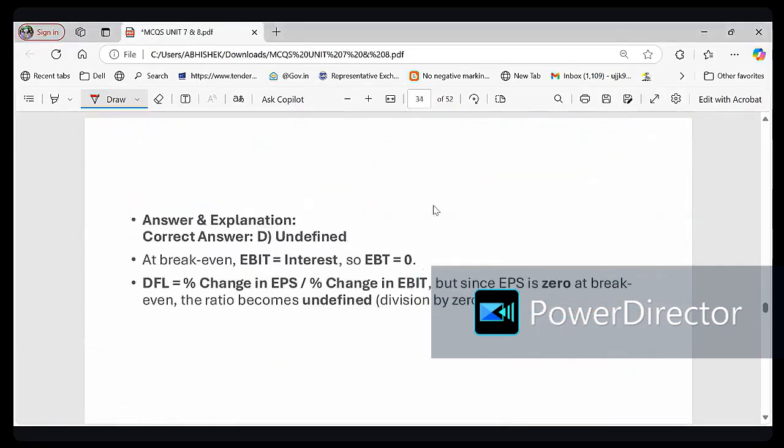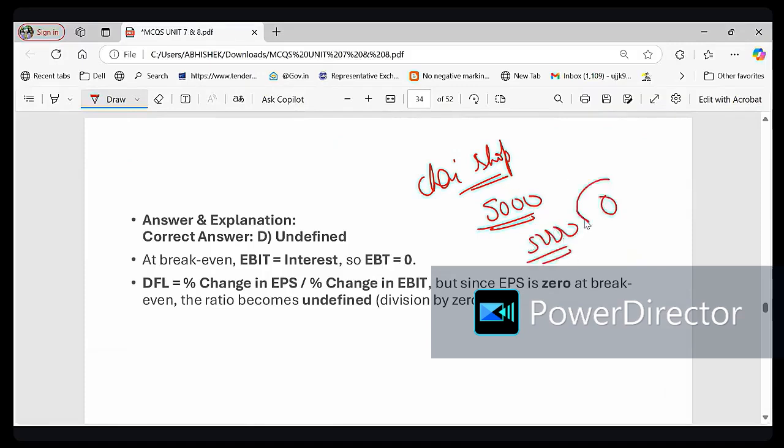Suppose you run a chai shop. Try to understand using a live example. Your rent is rupees 5,000. Suppose you sell enough chai to earn rupees 5,000, right? So what is your profit? Your profit is zero. Now your uncle asks you, how much more profit will you make if you sell 10 more cups? You will say, I don't know yet, because right now you are just breaking even.